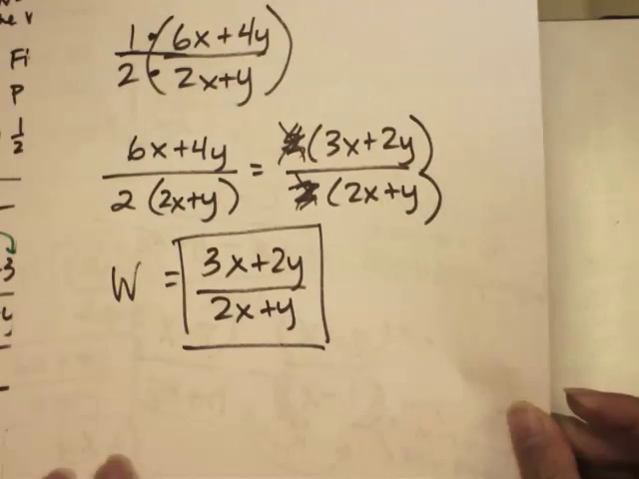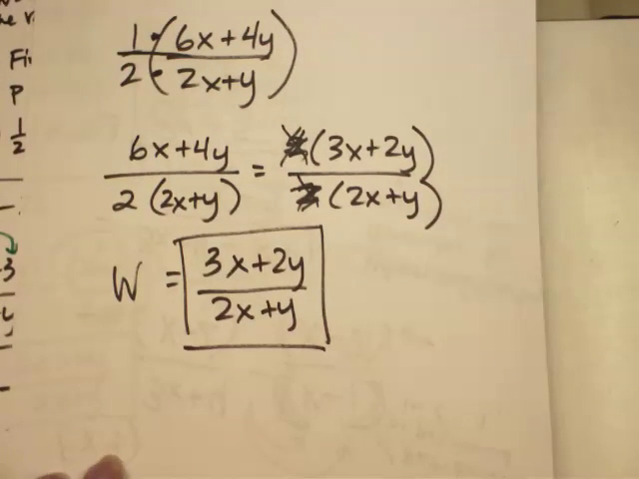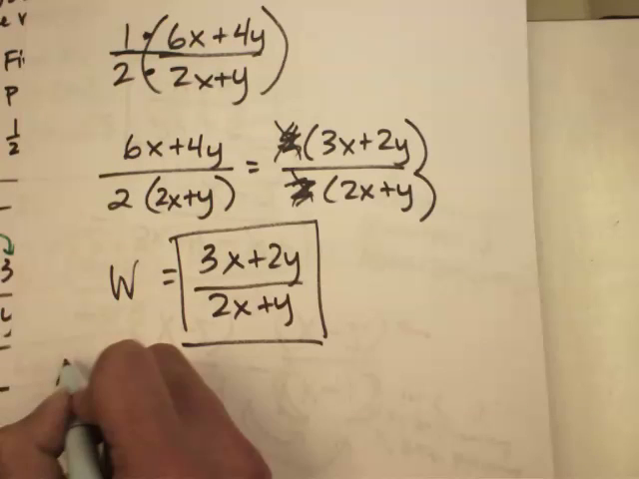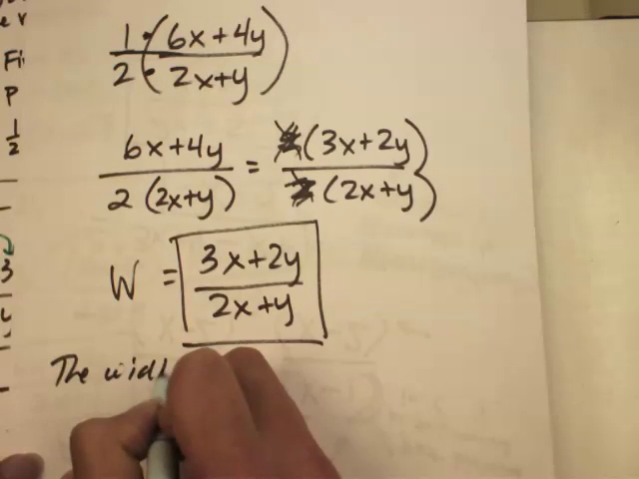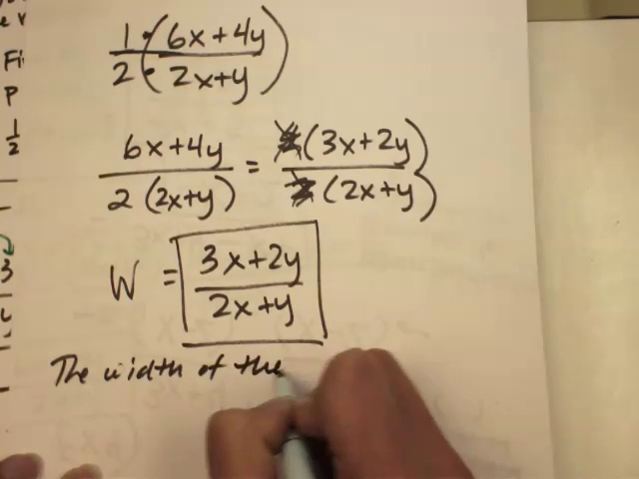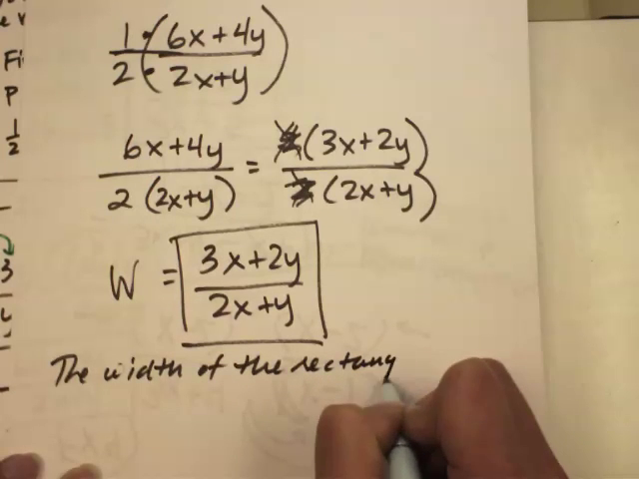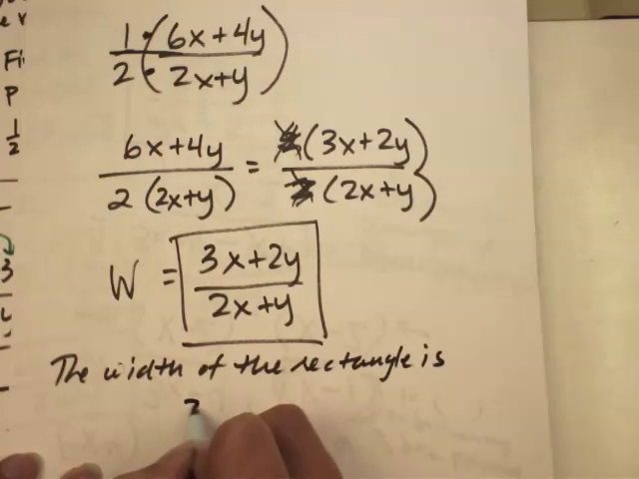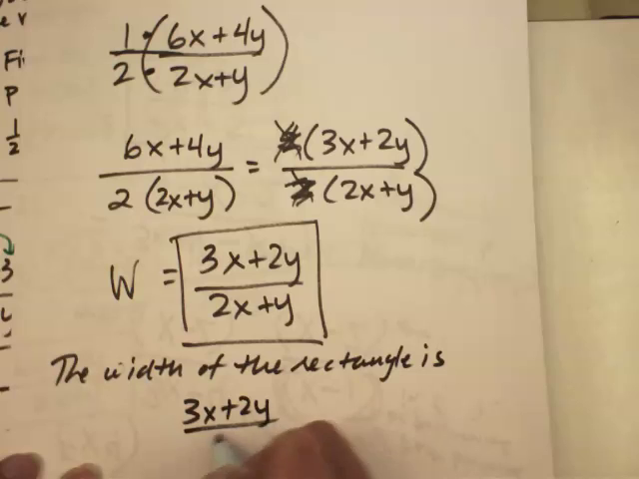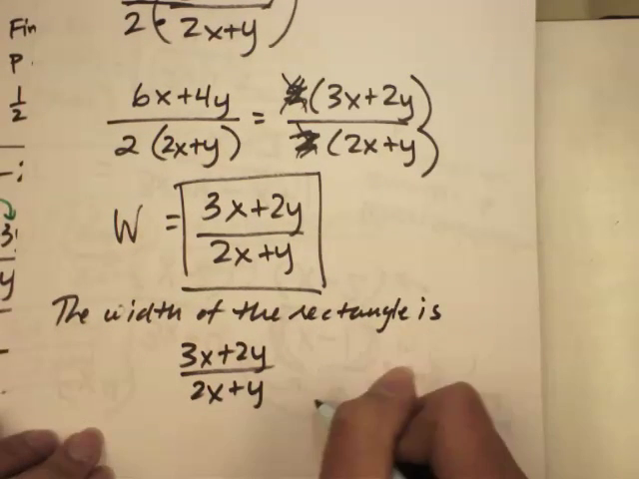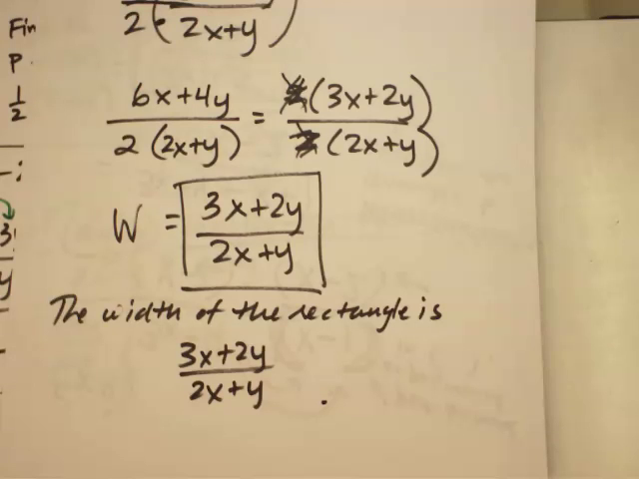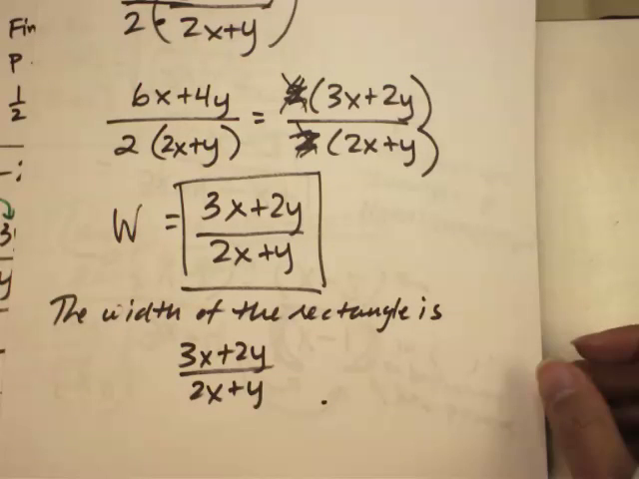Okay, we have solved for our width. Of course, it's a word problem, so the width of the rectangle is 3x plus 2y all over 2x plus y. Okay, so it's a really long word problem, I'll admit that, but if you plan things out step by step, it really isn't as overwhelming as you think.